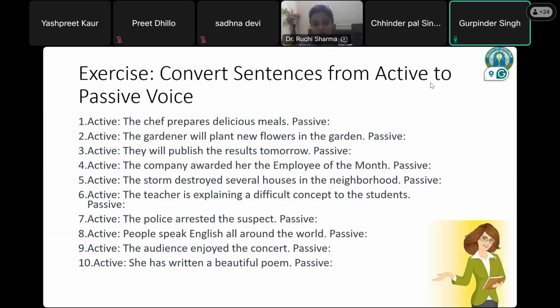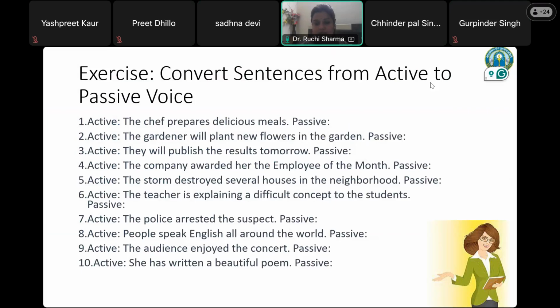The storm destroyed the several houses in the neighborhood. What shall we begin with? The several houses in the neighborhood were destroyed by the storm. Very good. Nice. Next sentence. Somebody else can take it up.